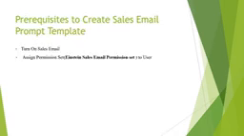Prerequisites to create sales email prompt template. To create sales email prompt template, we have to turn on sales email. Once we turn on, we can see sales email prompt template under prompt template types. Next, we have to check whether the user has Einstein sales email permission set or not. If the user doesn't have this permission set, then we have to enable this permission set. Now, we will see how to enable these prerequisites and how to create sales email prompt template practically.